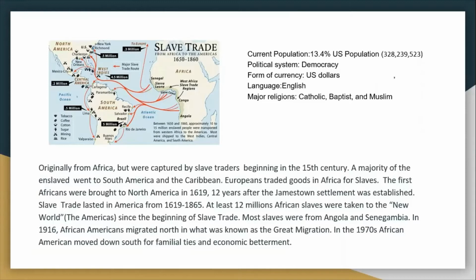In 1916, African Americans migrated north in what was known as the Great Migration, and in the 70s, African Americans began migrating back down south for familial ties and economic betterment.